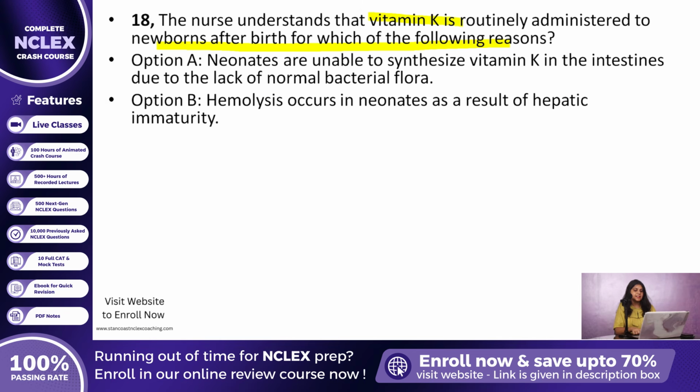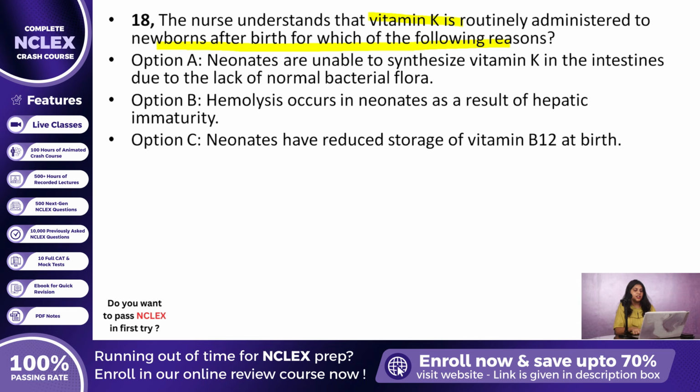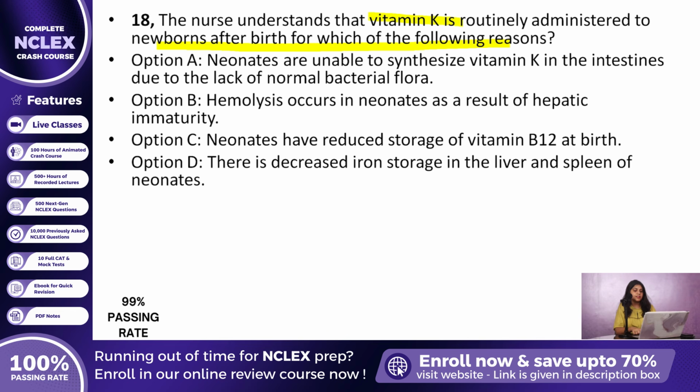Option B, hemolysis occurs in neonates as a result of hepatic immaturity. Option C, neonates have reduced storage of vitamin B12 at birth. Option D, there is decreased iron storage in the liver and spleen of neonates.